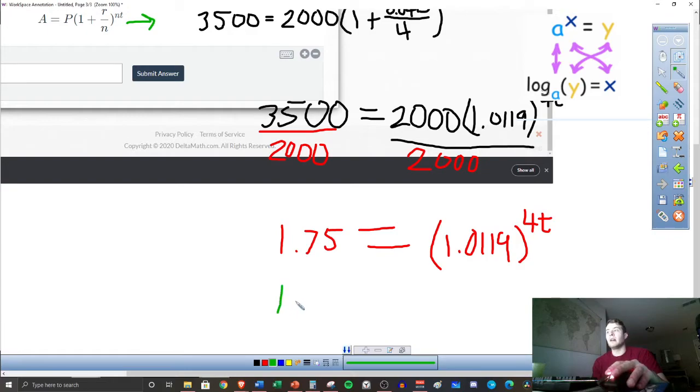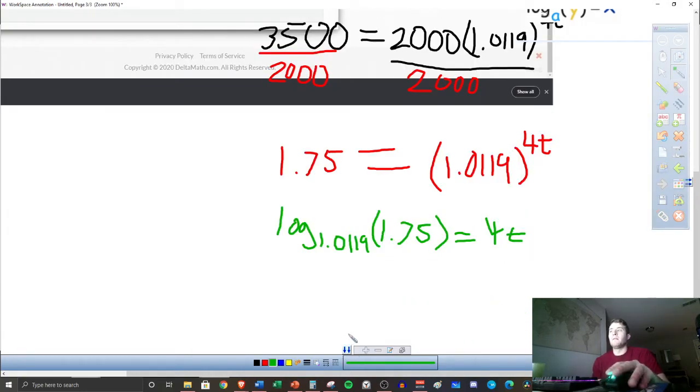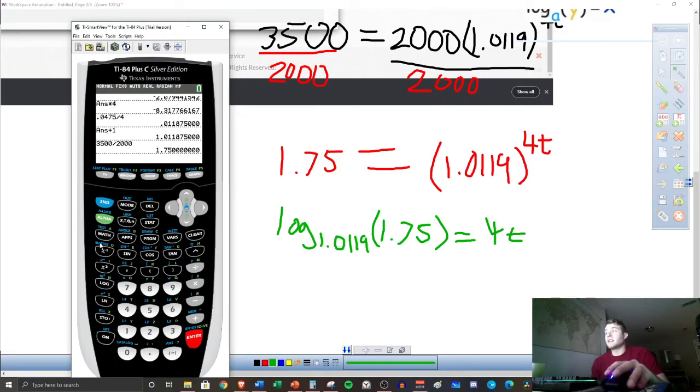Okay, so it's going to be log. What's the base? Well, it's 1.0119, of, what's the number that's going in here? It's going to be 1.75, equals, we want it to be equal to the exponent. The exponent goes over to the other side, so it's 4t. Not 40, 4t. So let's go ahead and use the 80 series. You're going to press math, log base.